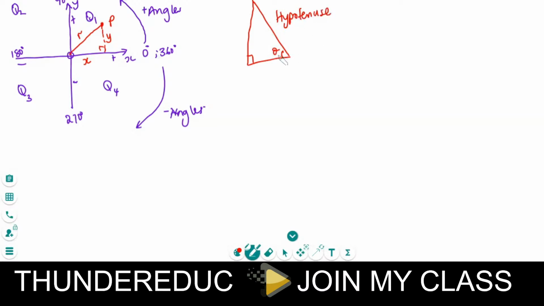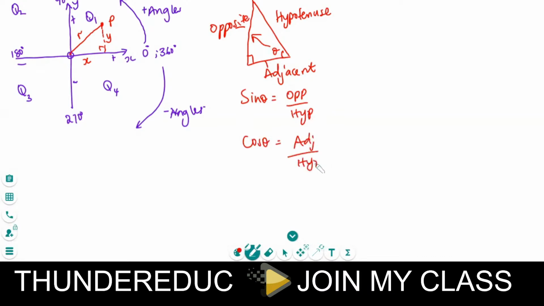And then the side that is adjacent to the angle will always be known as the adjacent, next to the angle. And the side that is far away, that is opposite, will be known as the opposite side of the triangle. From our trig ratios, we know that the sine of an angle is the opposite over the hypotenuse. The cos of an angle will be the adjacent over the hypotenuse. And the tan of an angle will be the opposite over the adjacent.